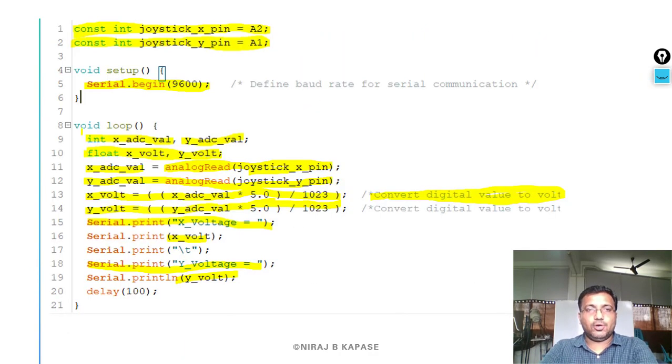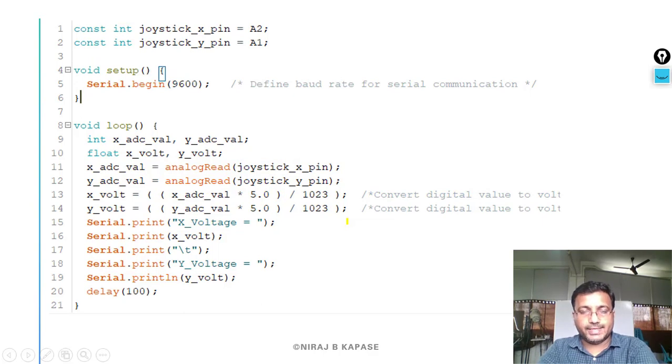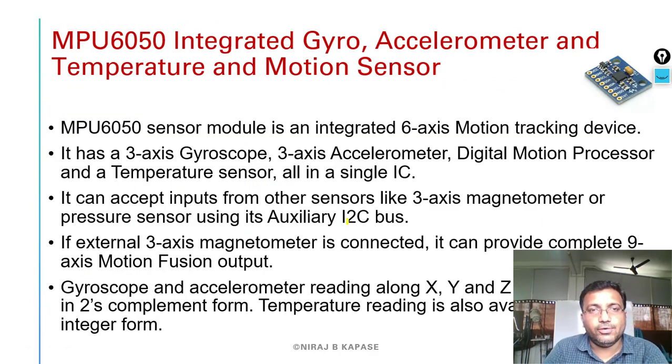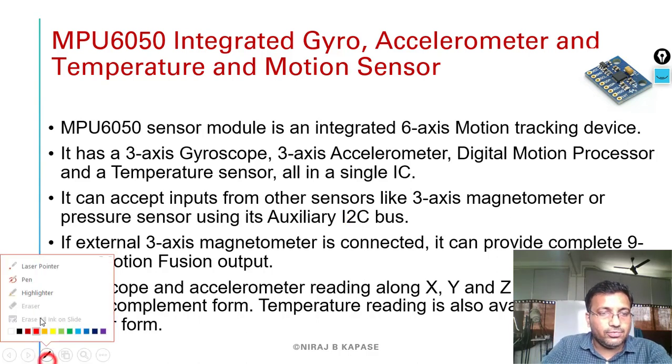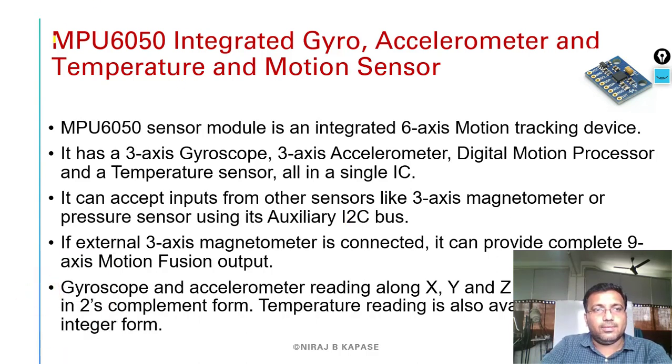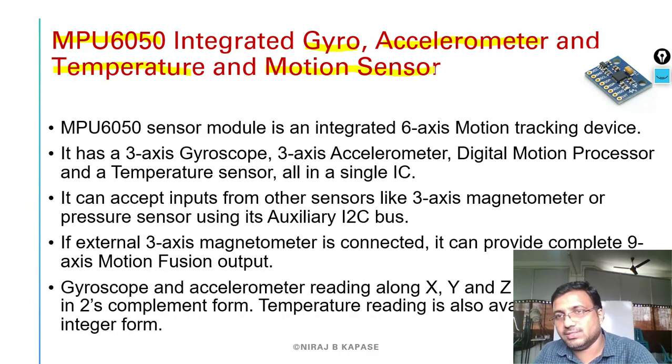So this is about the joystick, how we are going to interface the joystick. Next we will see the MPU 6050. It is an integrated gyro, accelerometer, temperature and motion sensor. So four sensors are integrated in one IC, that is the MPU 6050. It is a very popular IC, and it contains a gyroscope, accelerometer and temperature sensor, as well as a digital motion sensor.